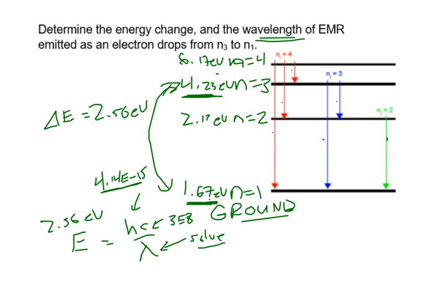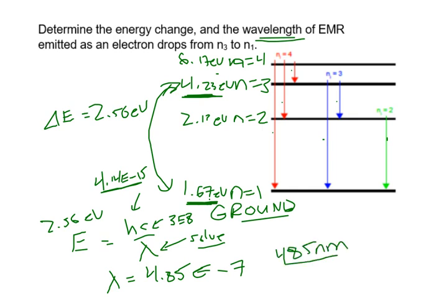So let me do a quick calculation. 4.14 times 10 to the minus 15. I'm going to multiply it by 3 times 10 to the 8 and divide by the difference in energy. And I calculated, with my made-up numbers again, 4.85 e minus 7. In terms of wavelength, then, that is 485 nanometers.